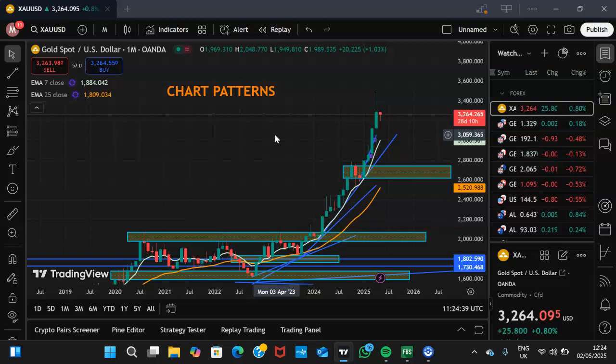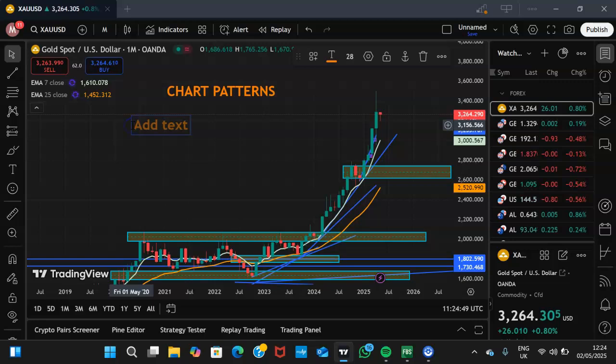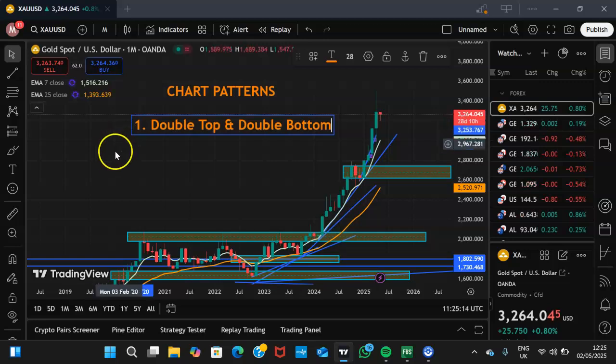Now, the first one we're going to be talking about is the double top and double bottom. I'll show you how these chart patterns look so that you can also identify them easily on your charts. Now that's the first one.